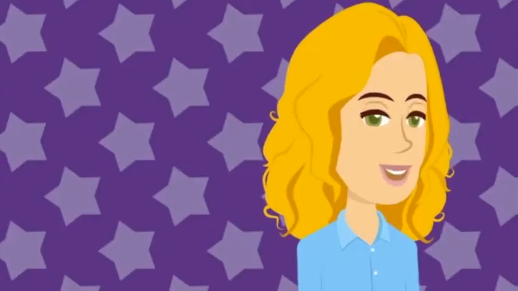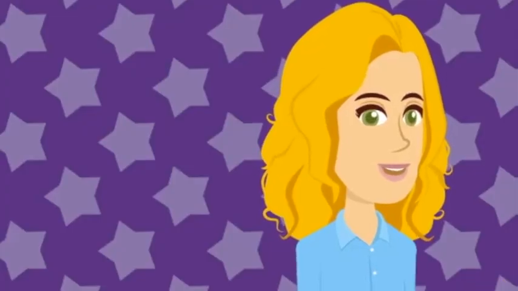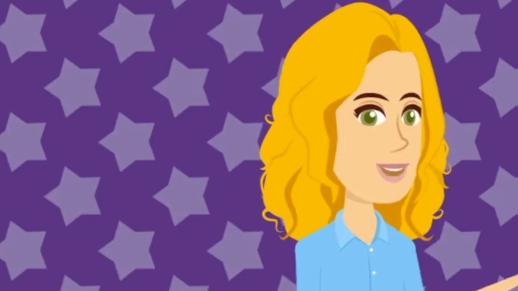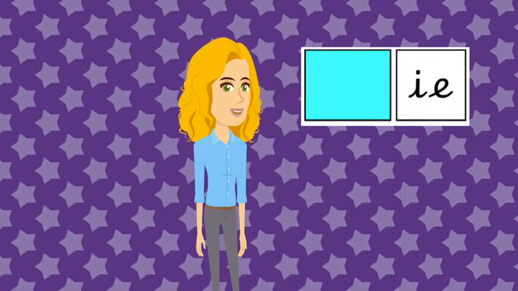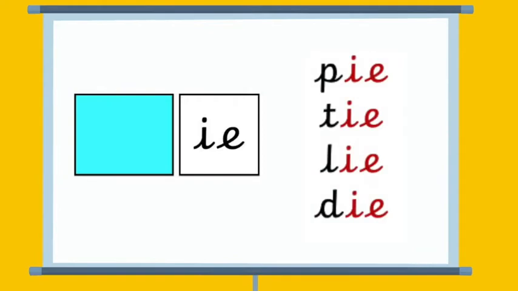When children begin Phase 5 phonics, it's a really good idea to learn the most obvious alternative spellings first. So for example, IGH in the middle of words and IE, which is usually found at the end of words. There aren't many words with an IE ending, but some examples could include pie, tie, lie and die.